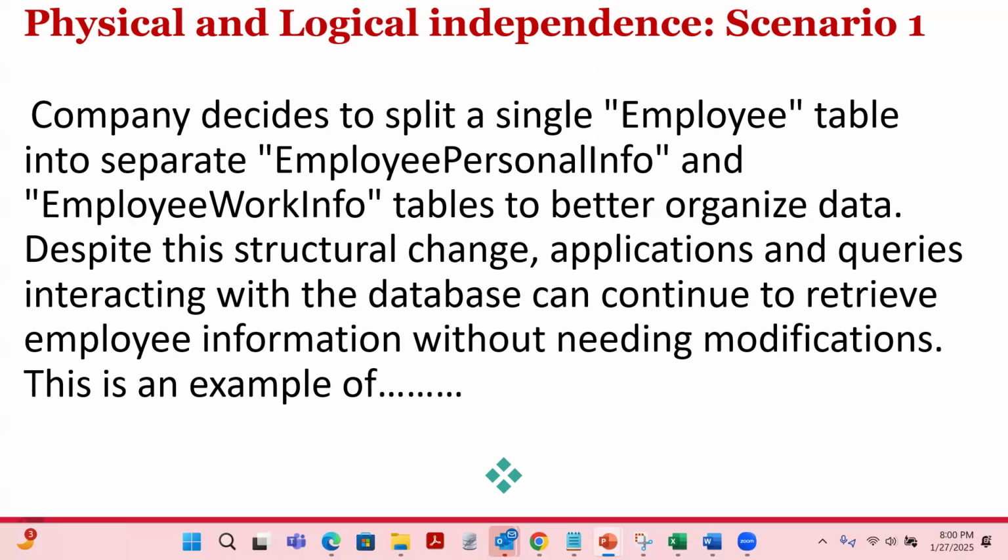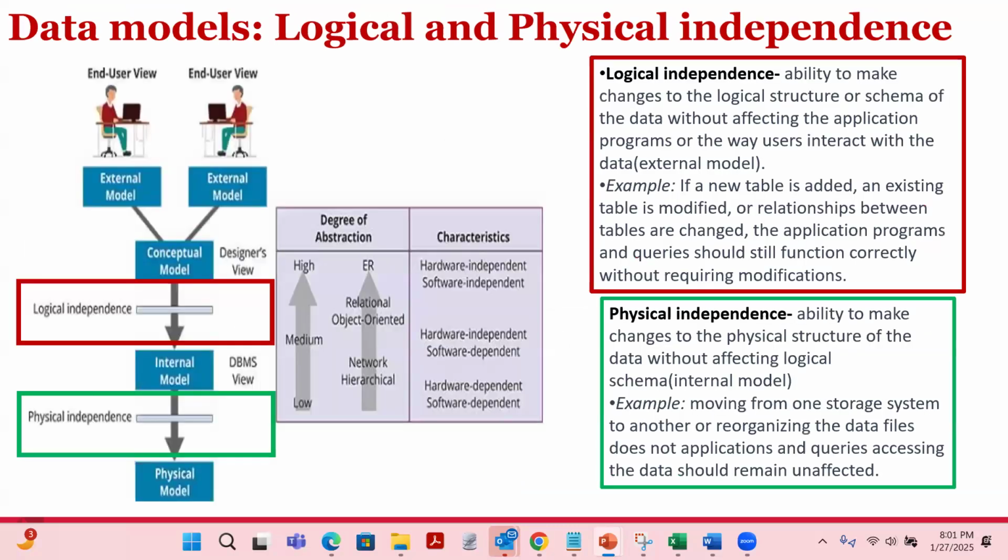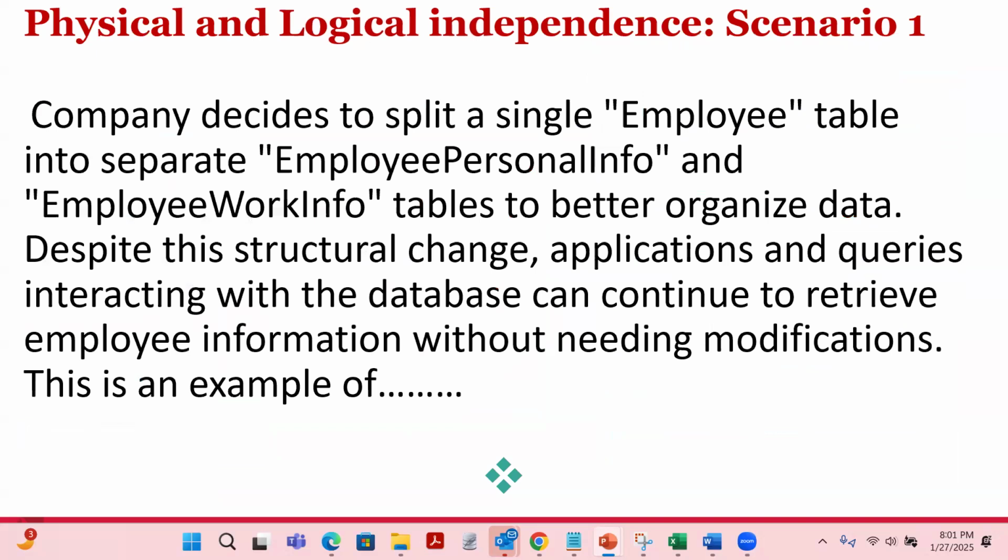We need to analyze where the change is happening, okay? So this specific change is happening on the database level, right? And we remember that the database level, based on the previous slide, is an internal model, right? So now I'm going to put a pause for a second and think whether it's physical or logical independence. All right.